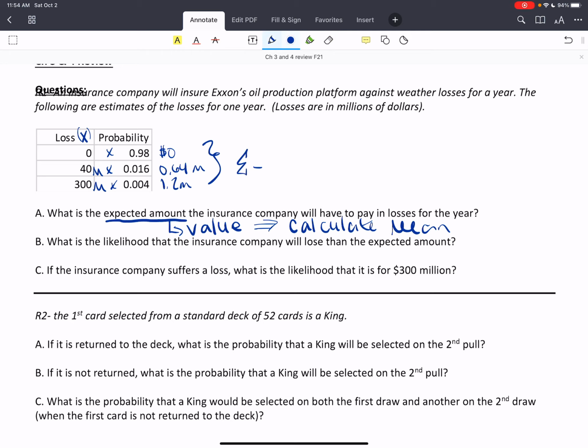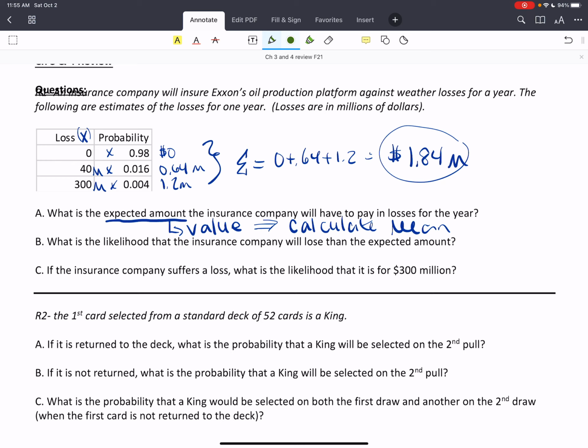Okay, so we sum all of those up. So we have 0 plus the 0.64 plus the 1.2, and the expected amount is 1.84 million. So that is our answer for the first part of this question.